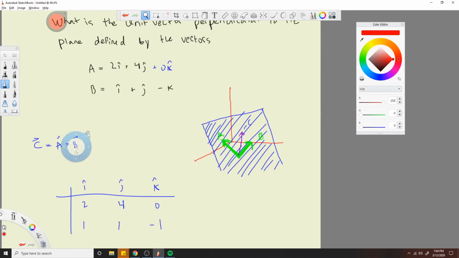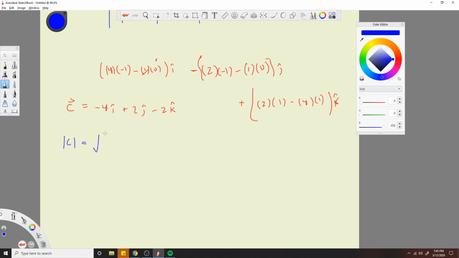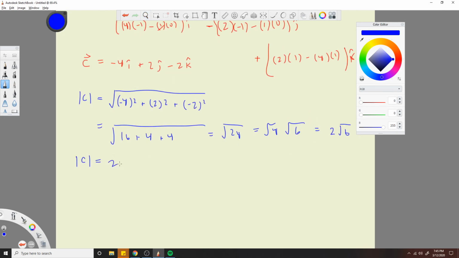Okay. So now you have the vector C. Is that what we want though? No, we want the unit vector. So what is a unit vector? A unit vector is just the vector over its magnitude. Okay? So all you have to do now is find the magnitude of C: take all your components, square them, and square root the sum. So negative 4 squared, 2 squared, negative 2 squared. That's going to equal 16 plus 4 plus 4, which equals root 24. We can break that into root 4 times root 6, and that's going to be equal to 2 root 6. Okay, so now we know magnitude C is 2 root 6.